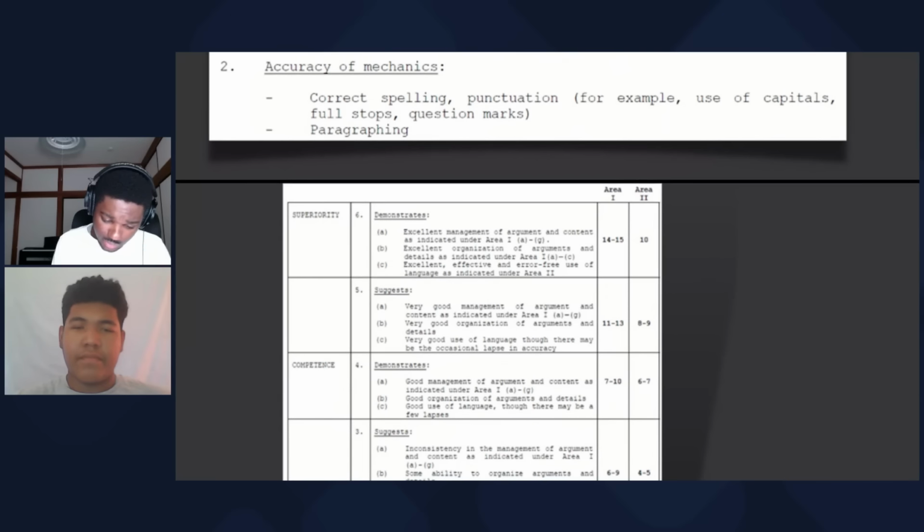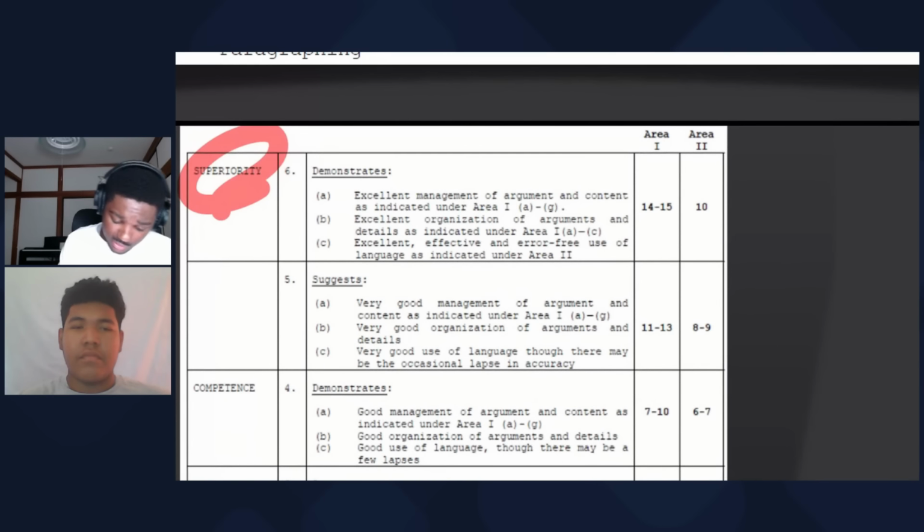Right? And let's look at what CSEC calls a superior writer. A superior writer demonstrates excellent management of argument and content. Right? You know how to argue, you know what to argue. Excellent organization of argument. You know what point should come first, what point should come second. You know how to connect them.